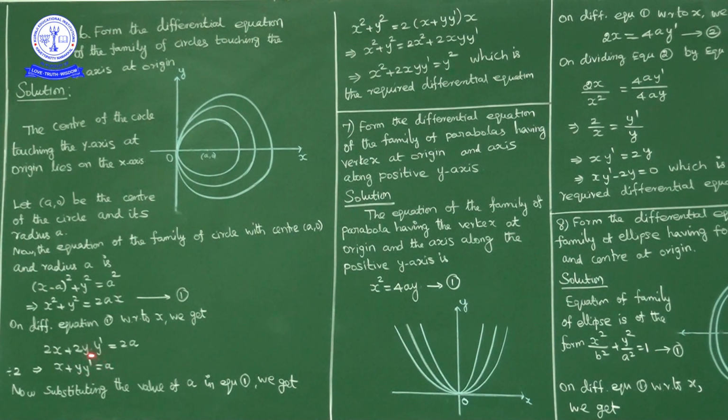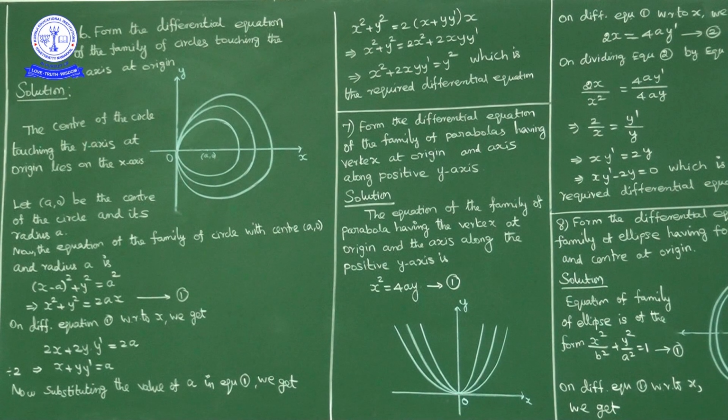But in place of a, substitute this quantity in 1. So x square plus y square is equal to 2 into (x plus y dash) into x, multiplying x inside. The left hand side is x square plus y square, the right hand side is 2x square plus 2xy into y dash. The x square comes to this side, so 2x square minus x square is x square. So the final answer is x square plus 2xy y dash is equal to y square, which is the required differential equation.